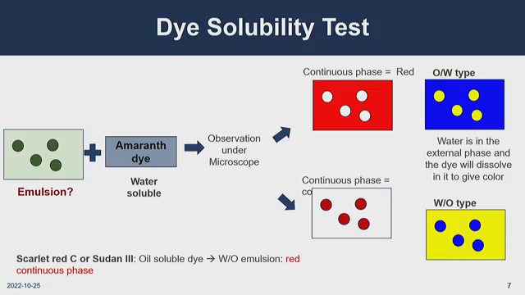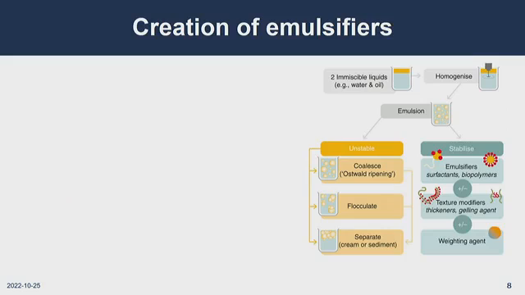If it is the opposite, the continuous phase is oil. So the dye, once solubilized in the continuous phase, may enter the globules, but not in all cases. But then if we look under the microscope, we'll see that the continuous phase is colorless. It doesn't have a color. It's kind of off-white. So this is how we identify the water in oil. And it is the same for the other dye.